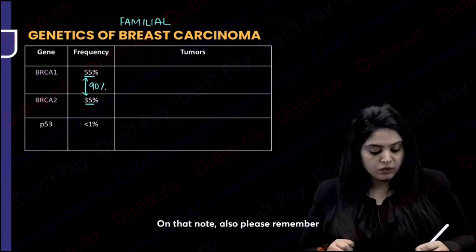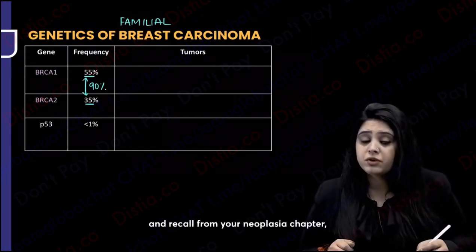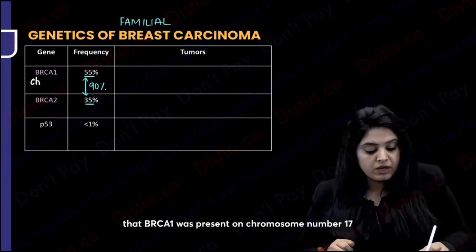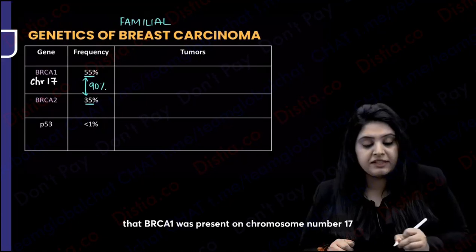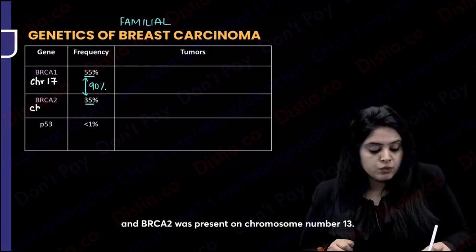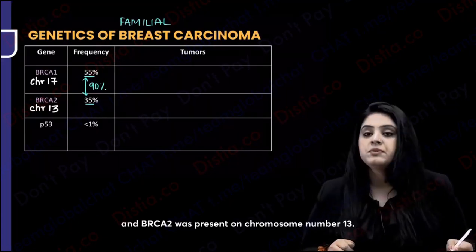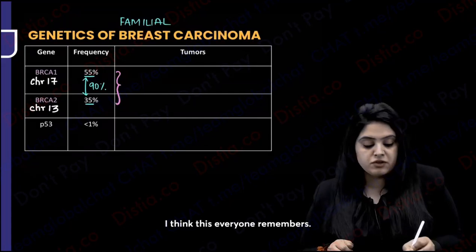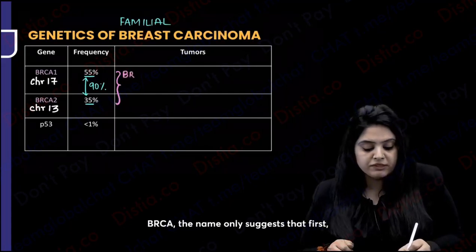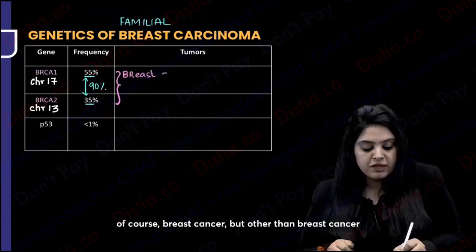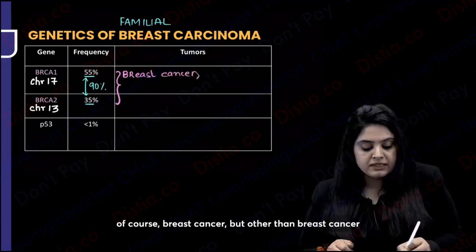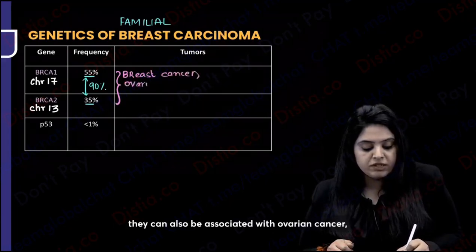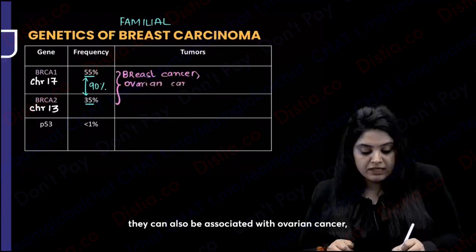On that note, also please remember and recall from your neoplasia chapter that BRCA1 was present on chromosome number 17 and BRCA2 was present on chromosome number 13. And what were they responsible for? I think this everyone remembers. BRCA, the name only suggests that first, of course, breast cancer. But other than breast cancer, they can also be associated with ovarian cancer.